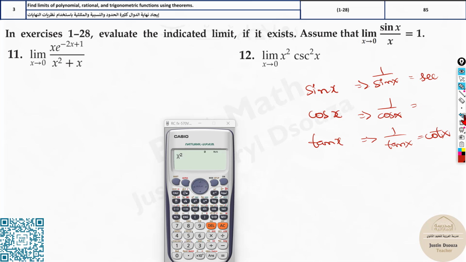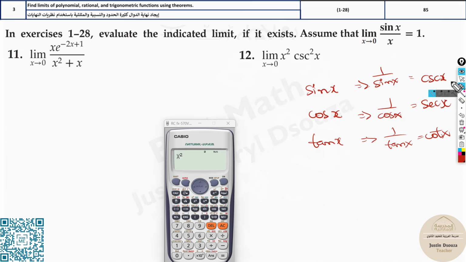Wrong. It is cosecant x. 1 by sine is cosecant x. Don't think it's sine. If it is sine, it is cosecant, whereas if it's cosine, it is secant x. Now, this is a very important thing because I've seen students tend to make this mistake.